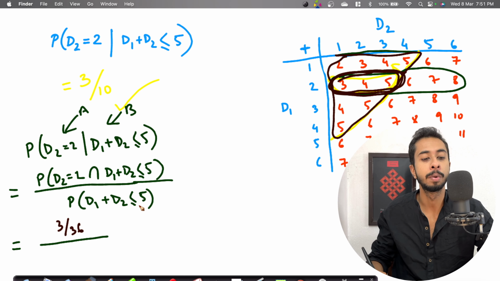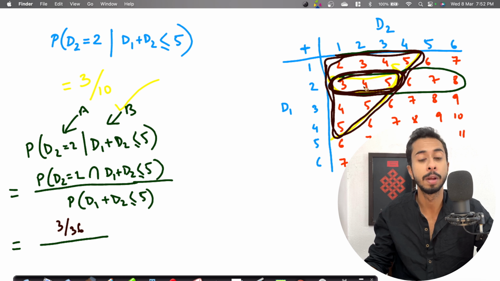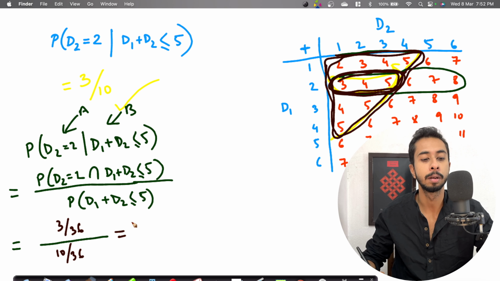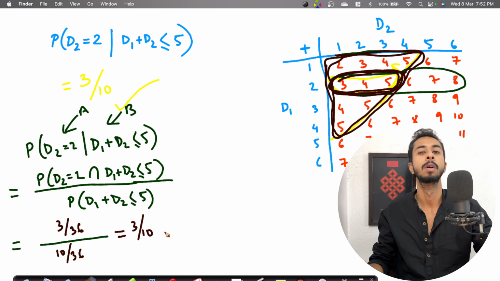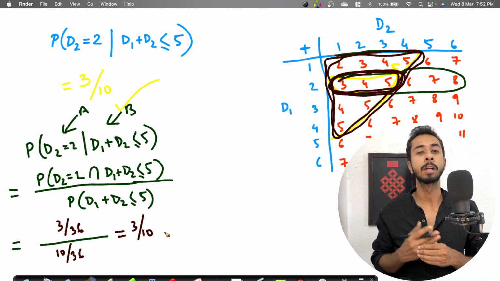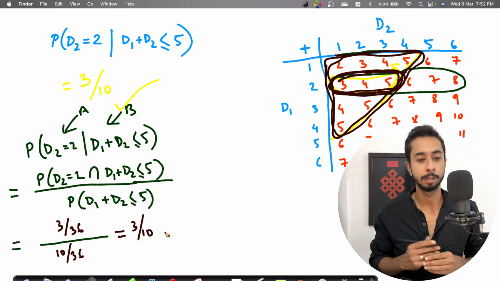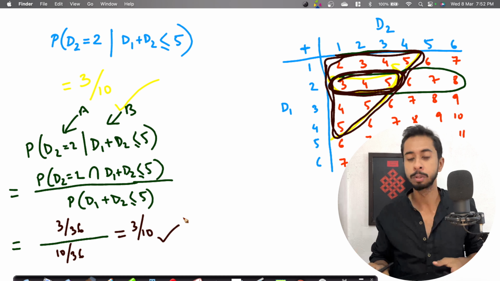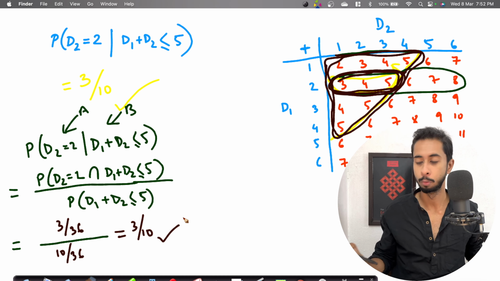Now what is the probability of D1 plus D2 less than or equal to 5? What is this part? How many values are there? D1 plus D2 less than or equal to 5 is 10 values. Out of how many values? 36 values. So it is 10 by 36. What is the result? It is 3 by 10. So using conditional probability also, we are getting the same result, 3 by 10. So it is correct. So this is how conditional probability actually works.